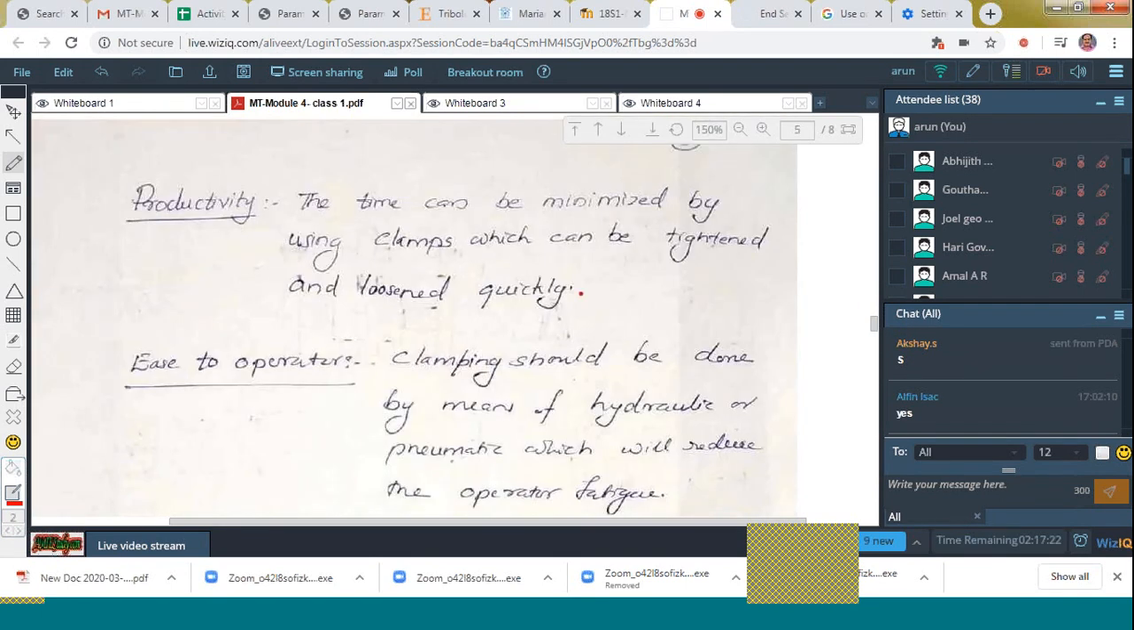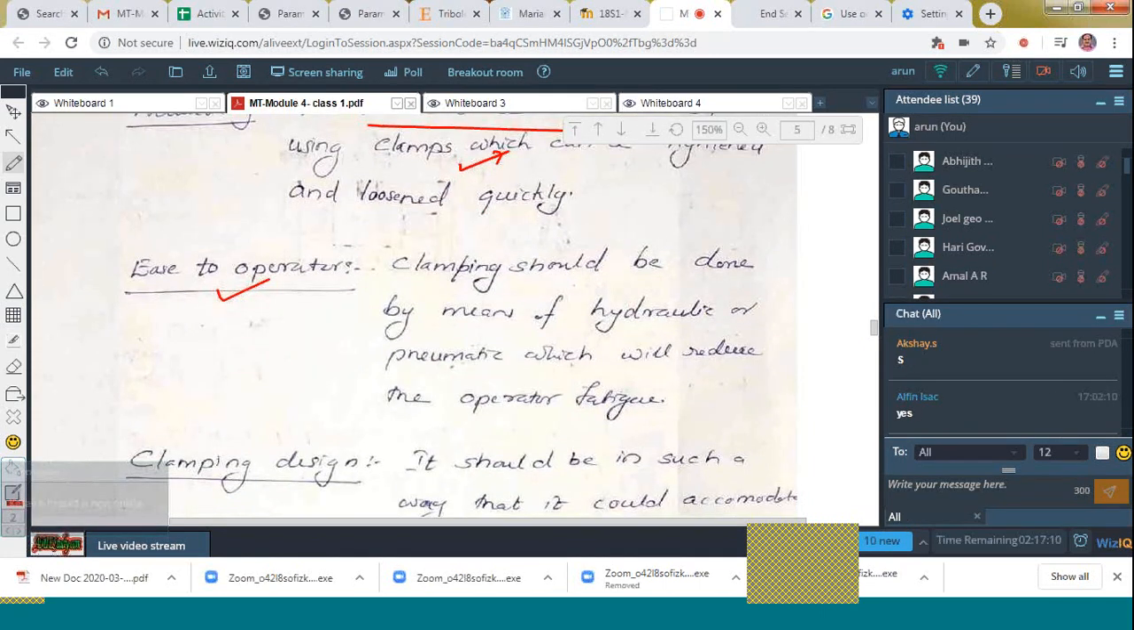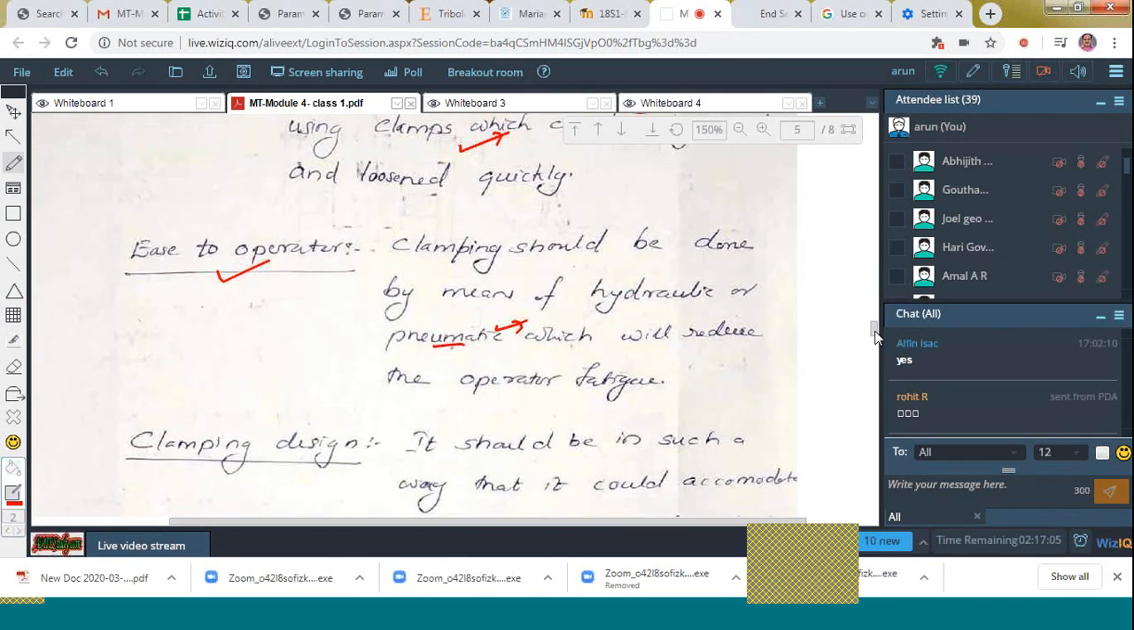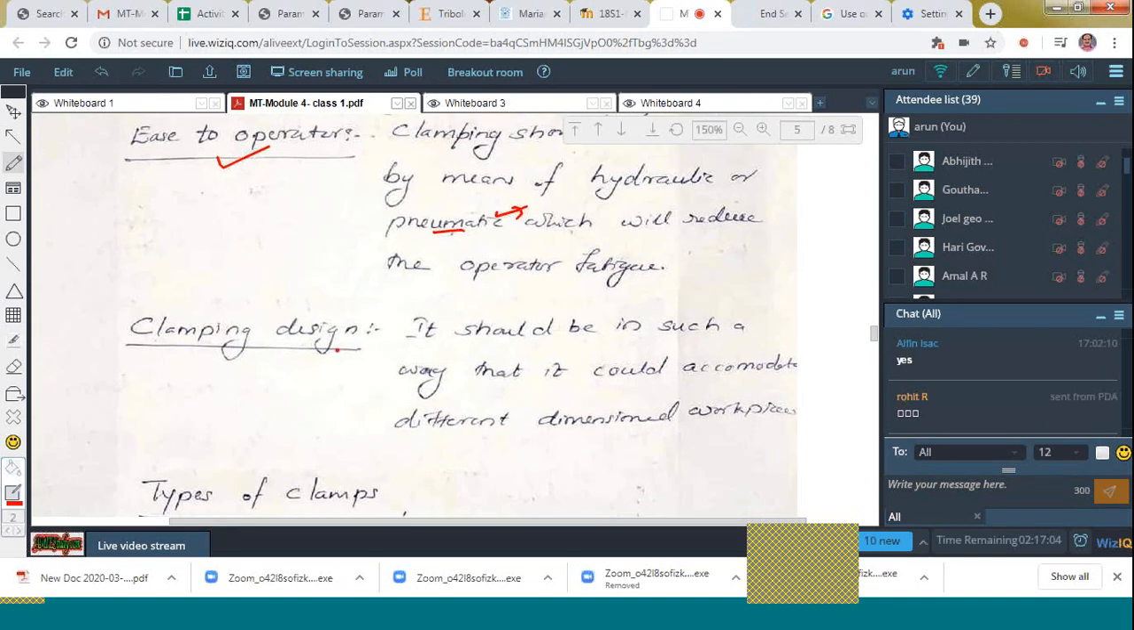Next is productivity. The time can be minimized if the clamps can be tightened and loosened quickly. Next is ease to the operator. By means of hydraulic or pneumatic system, we can make it easy. And next one is the clamping system. It should accommodate different dimensioned workpieces. So these are the clamping principles. Up to this clear?